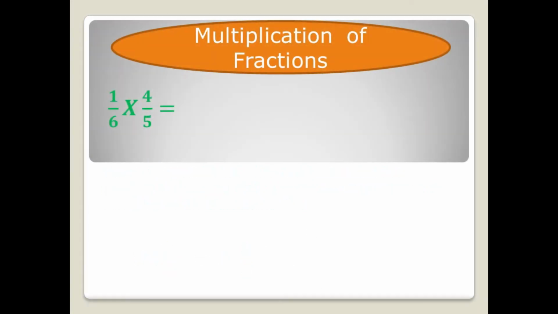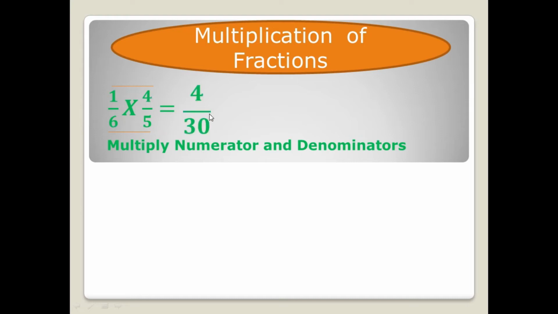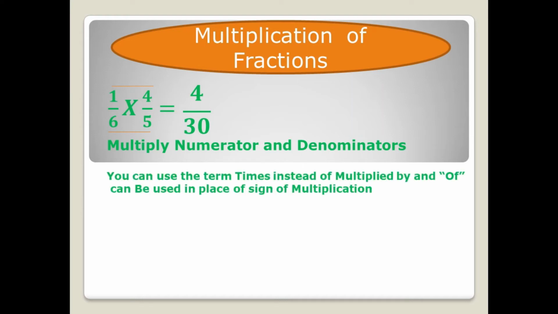Hello viewers, today's topic is multiplication of fractions. Multiplication of fractions is a very simple phenomenon. It is not hard at all to multiply fractions. The only thing we have to do is multiply the numerators and denominators. As you can see in the video, we have multiplied 1 with 4 and also 6 with 5, and we get the desired result, that is 4 over 30. 1 4 is 4 and 6 5s are 30. It is not hard at all.